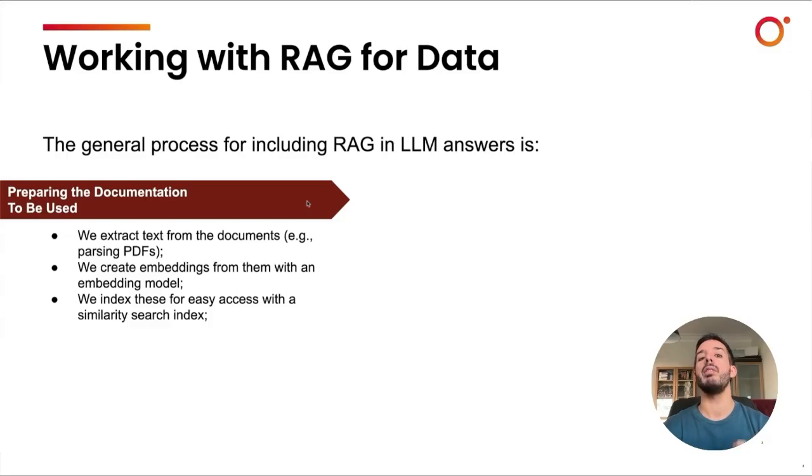We have to create what we call the embeddings, the vectorized version of the information. This includes extracting text from documents, such as parsing PDFs, because remember that LLMs only work with text, so that information has to be in text form. Then, the step after that is creating embeddings from that text with an embedding model. So it's a specific model that transforms that text into specific embeddings. And then we have to index these vectorized forms, these embeddings, with some sort of similarity search index. So basically, we transform the text into embeddings, we index the embeddings, and later we're going to use these.